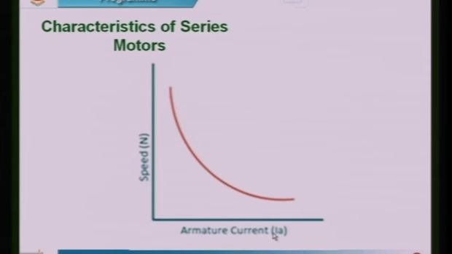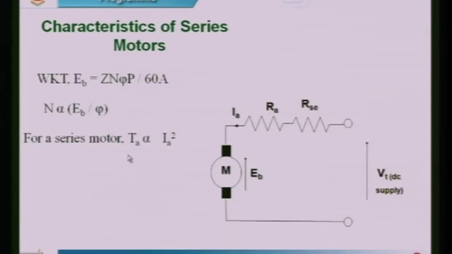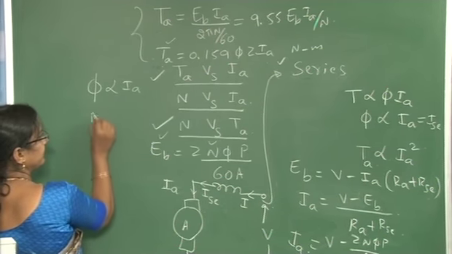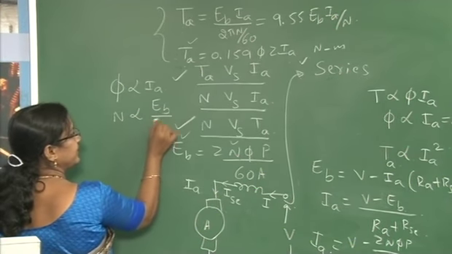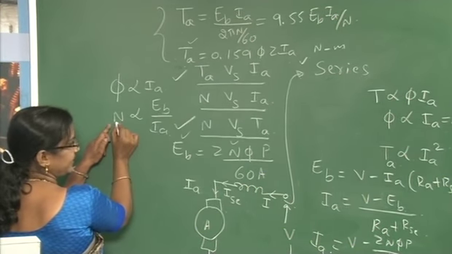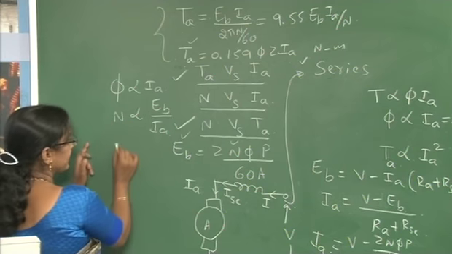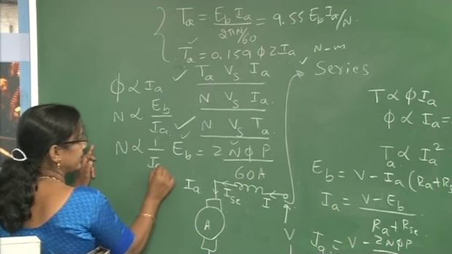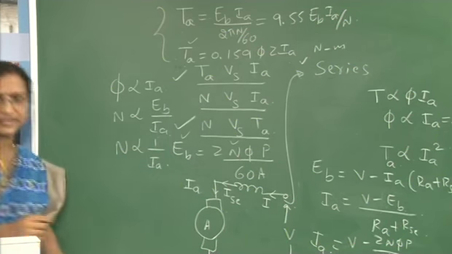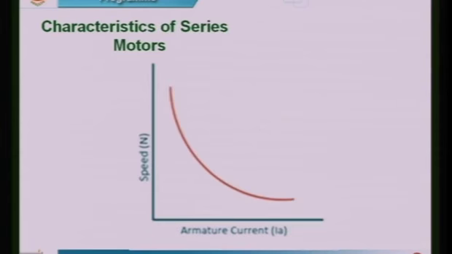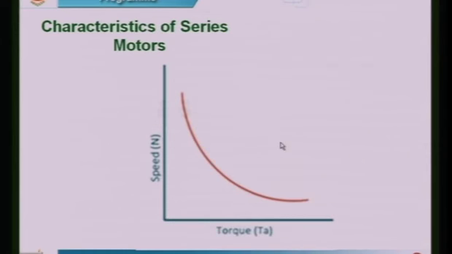Because of this characteristic, N is directly proportional to EB by phi. We know that phi is directly proportional to IA, therefore speed is directly proportional to EB by IA, which means the speed is inversely proportional to IA. That is why we get the characteristic like this, speed inversely proportional to current IA. And then you see the mechanical characteristics of the DC series motor.